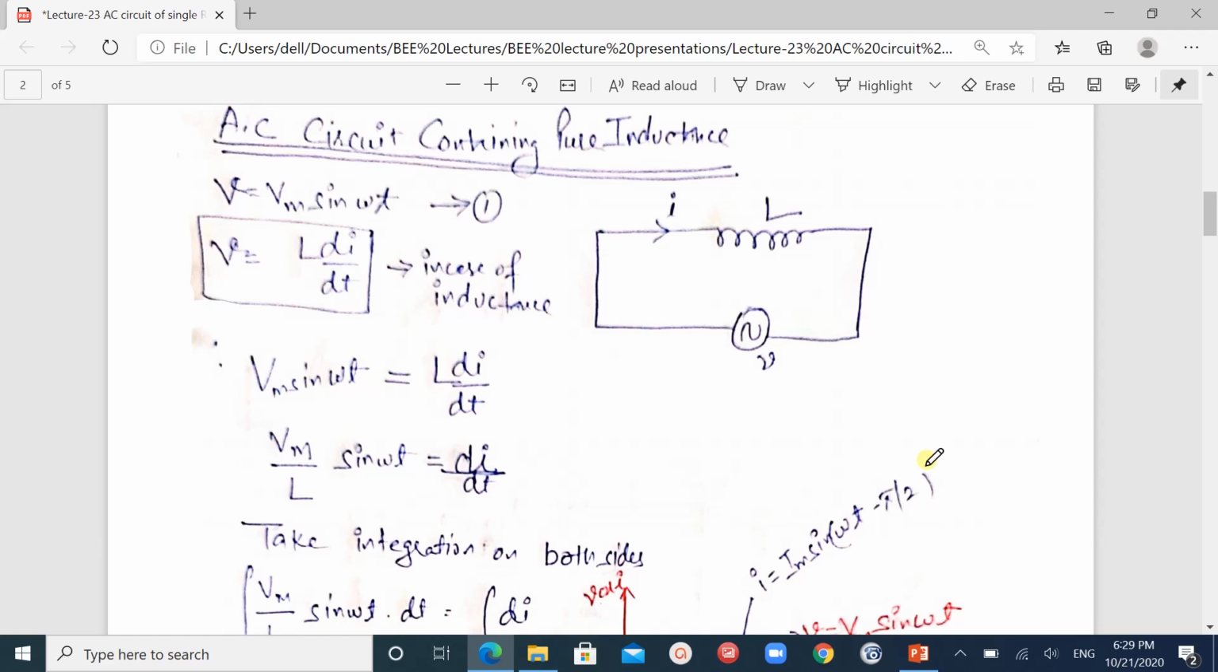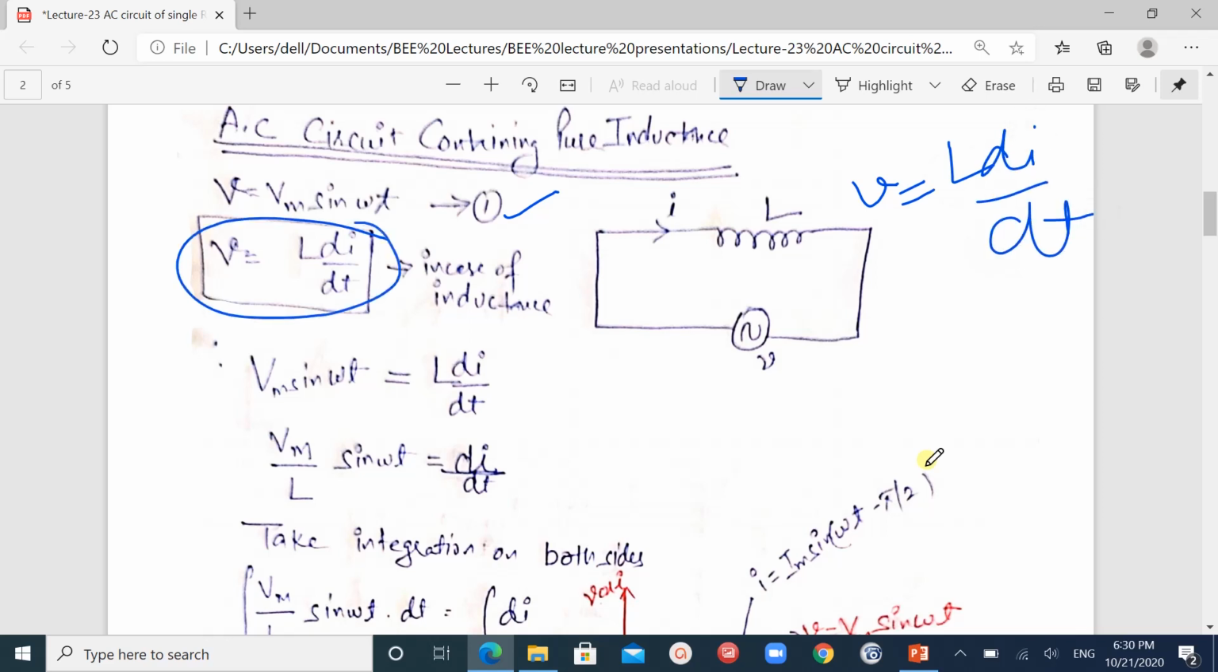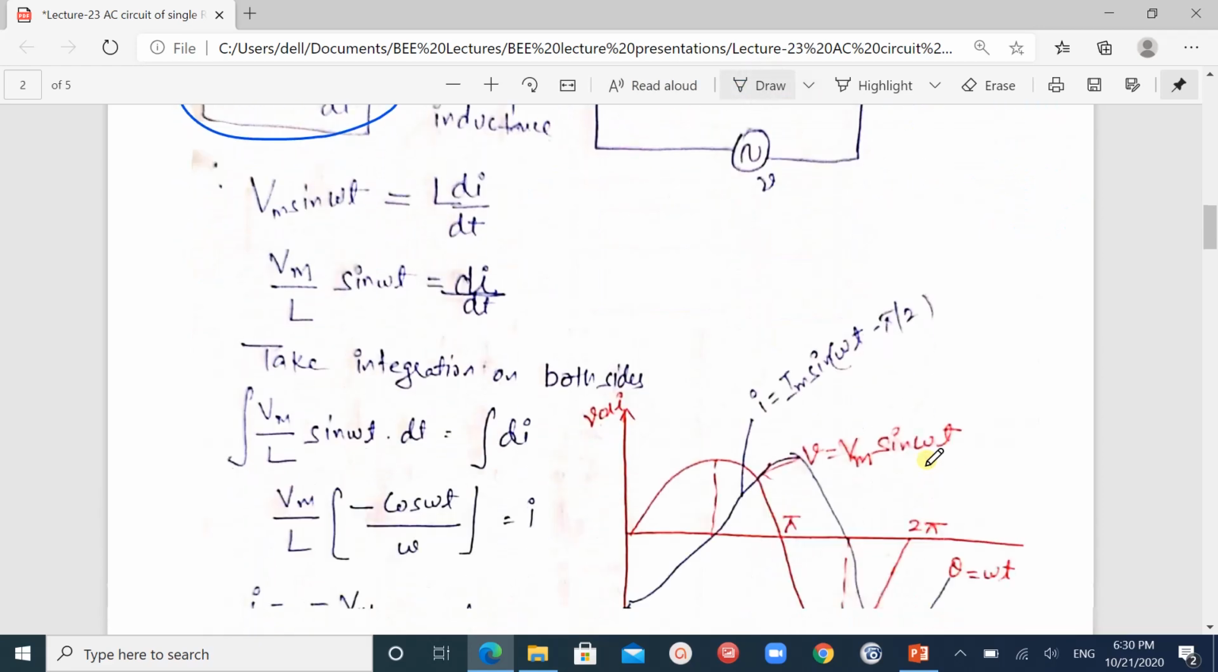to a voltage source. So V is equal to Vm sin omega t as given in the first equation. We know that the voltage across the inductance is V is equal to L di upon dt. It is written here. Then we put the value of V. It will become Vm sin omega t is equal to L di upon dt. This equation.